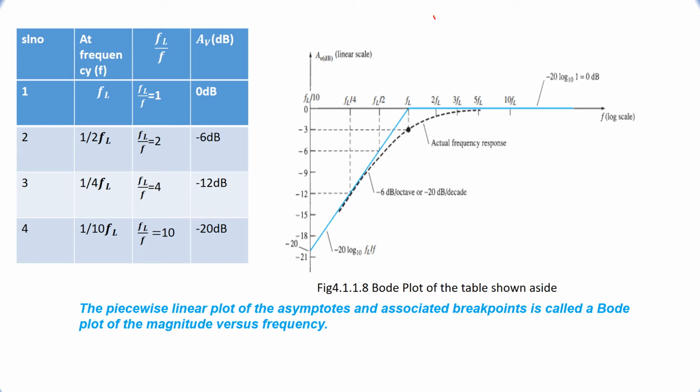Here we are considering this voltage gain relation. AV is equal to minus 20 log of FL by F to the base 10, where F is less than FL. So we get this particular graph.